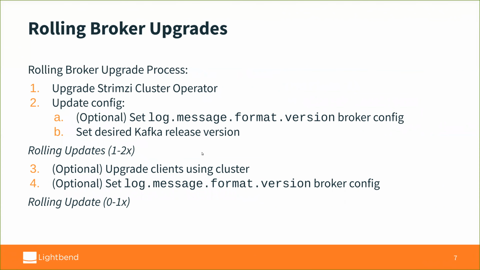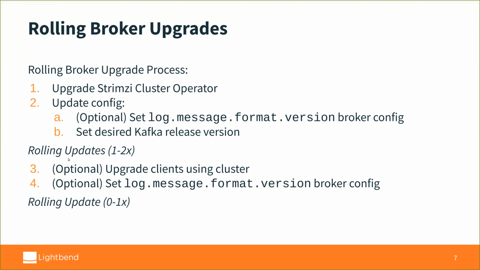So the rolling broker upgrade we briefly discussed in the motivating example. All we need to do is choose a version of Apache Kafka that is supported by Strimzi, so the destination version we want to upgrade to. And then all we need to do in most cases is just set that release version in the Kafka resource, and then Strimzi will automatically do the updates required in order to upgrade.